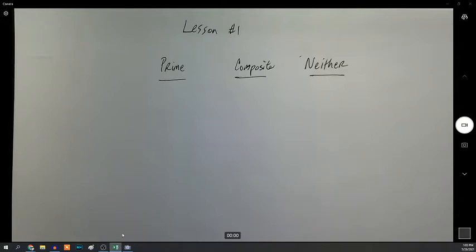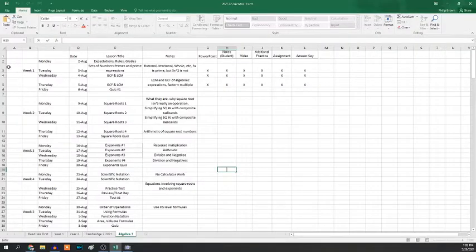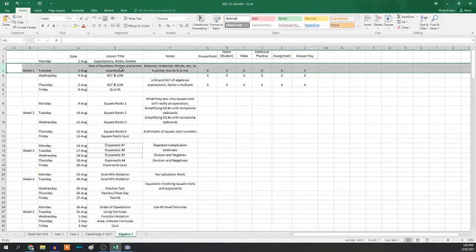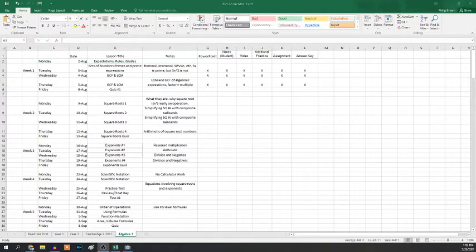Look, this is lesson number one, and if we look here on our calendar, week one on Tuesday, our first lesson: sets of numbers, prime numbers, expressions, all that kind of stuff. So that's what we're gonna do. Let's dig into it, shall we?